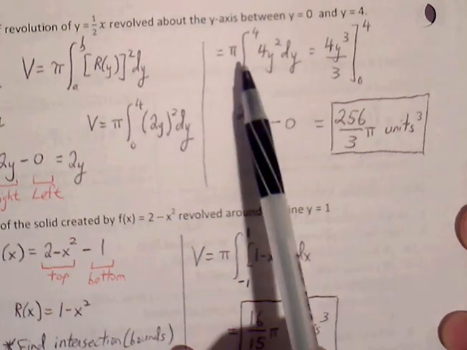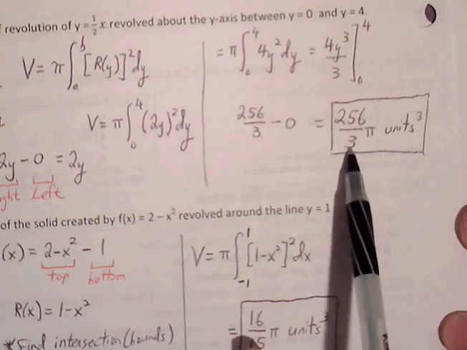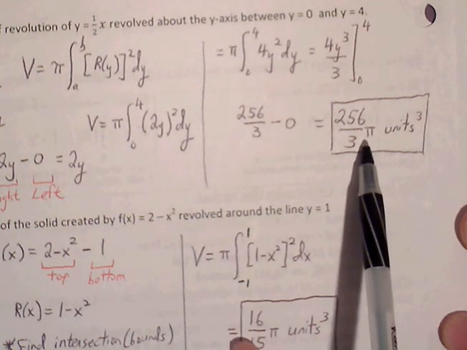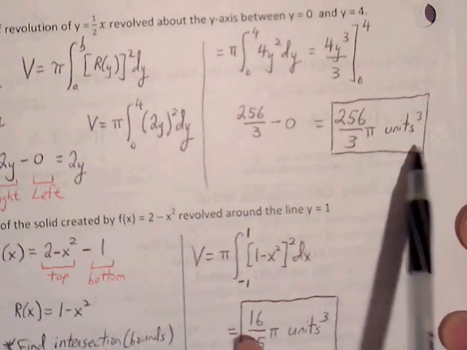Don't forget that pi. That's going to be part of our formula. So we have to include that in our answer. 256 over 3 pi cubic units.